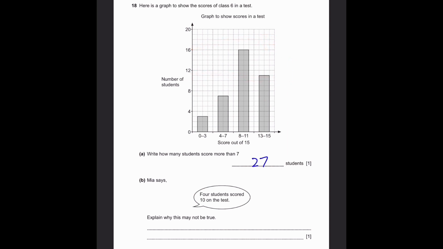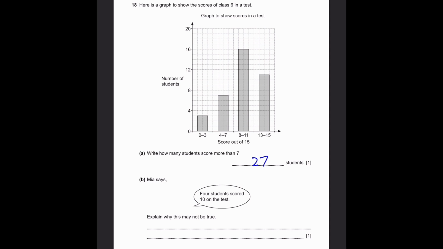B. It says 4 students scored 10 on the test. Explain why this may not be true. So 10 comes in the range 8 to 11. In 8 to 11, there are 8, 9, 10, and 11 marks. In total, there are 16 students. So there's a possibility that 4 students scored each of these marks from 8 to 11. But this is not compulsory. It's not a must that it's true, because 4 students is only an average.